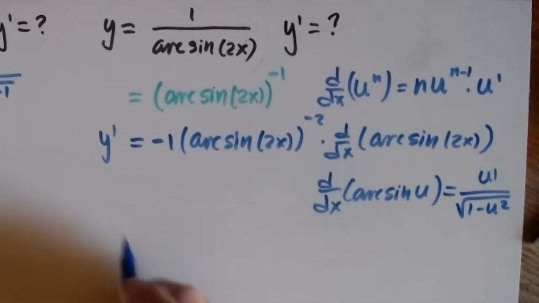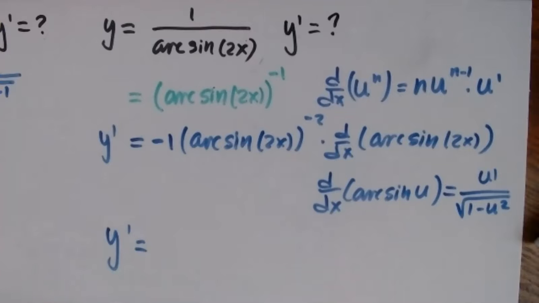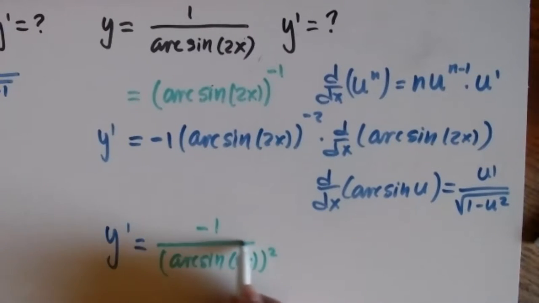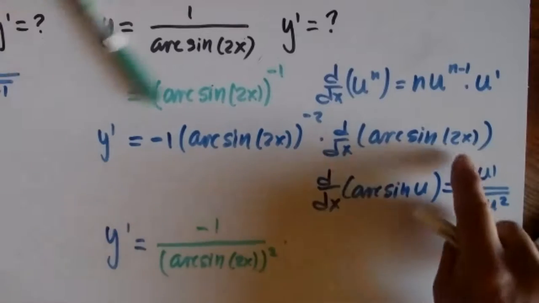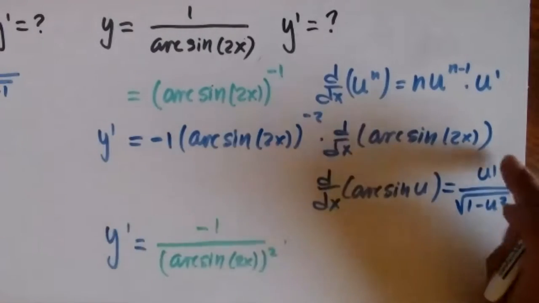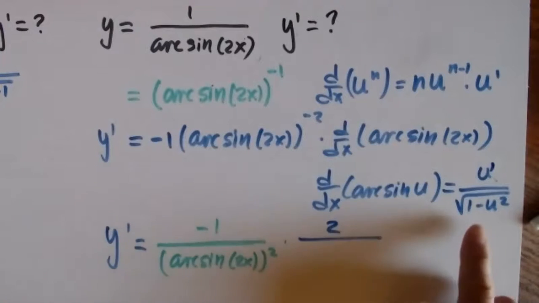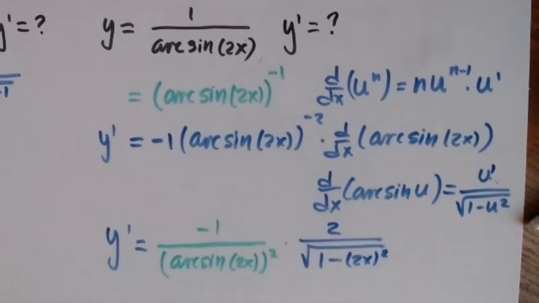So what I have to do is, okay, y prime is this. I'm going to do my algebra. So my algebra is negative 1 over arcsine of 2x everything squared. I don't have negative exponents here. Times, now, the u is 2x, so the derivative of 2x is 2 over the square root of 1 minus 2x squared.